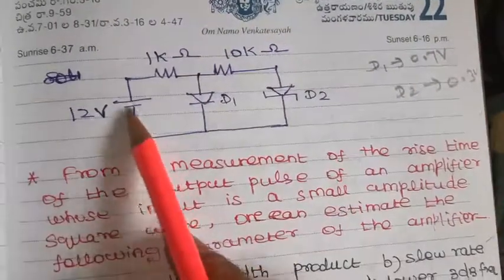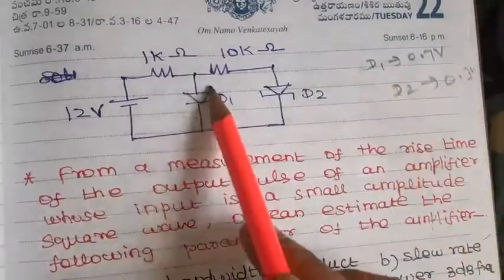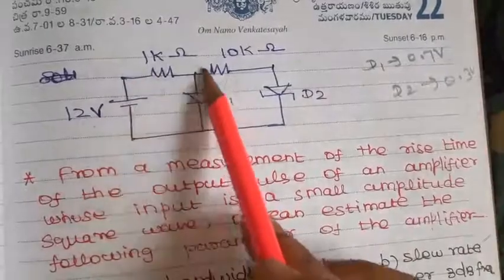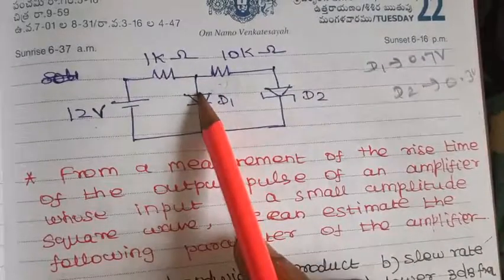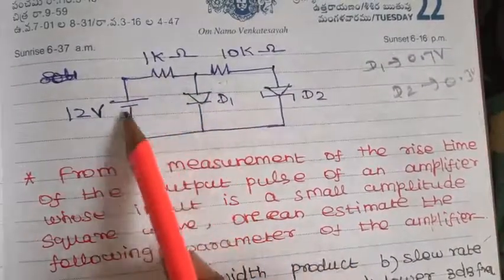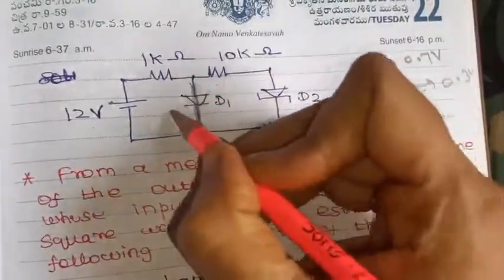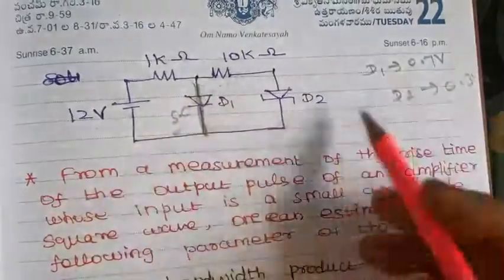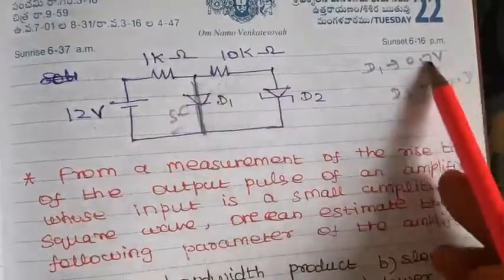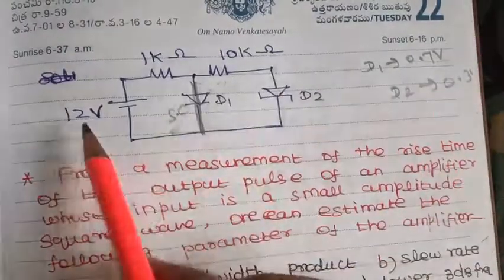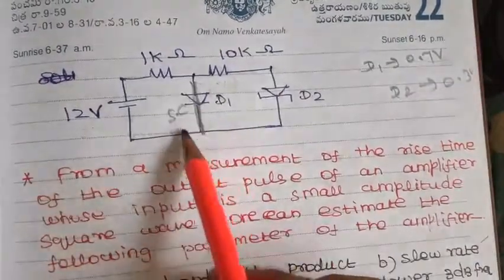So here, the cutoff voltage is 0.7 volt, which is less than 12 volt. The positive terminal is connected to the positive terminal of the diode and the negative terminal is connected to the negative terminal, so it is a short circuit. The voltage drop is the 0.7 volt cutoff voltage, which is also less than the given source voltage, so it acts as a short circuit.